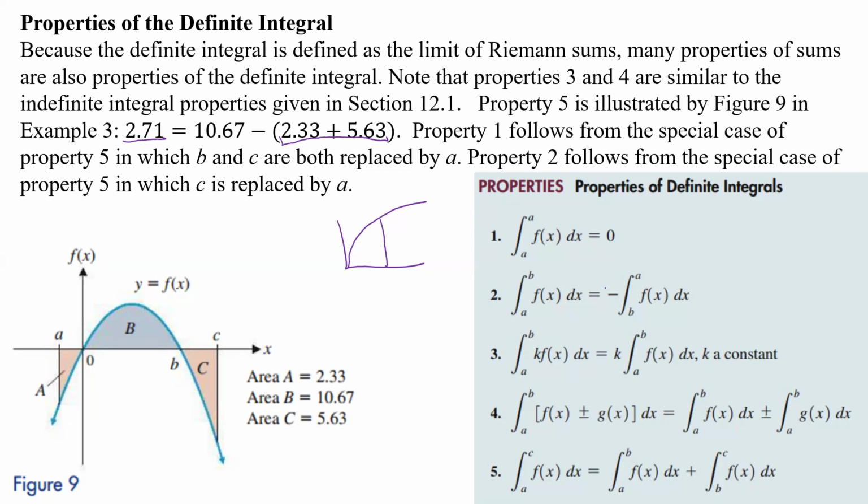Okay. And then property 2 follows from the special case of 5, where C is replaced by A. Basically, we're going from A to B, and we're switching those around. When we switch those around, that's going to be a negative. So if we're going from A to B here, we could go from B to A, and we just take the negative of it and get our value here. Okay, so those are some of the definite integral properties that we can use to help us solve some of these problems.